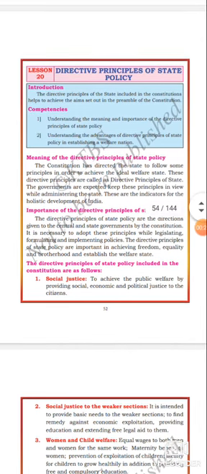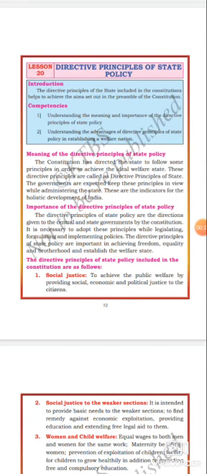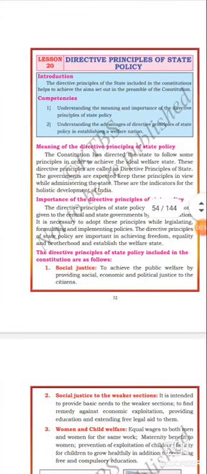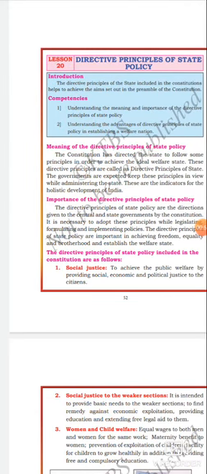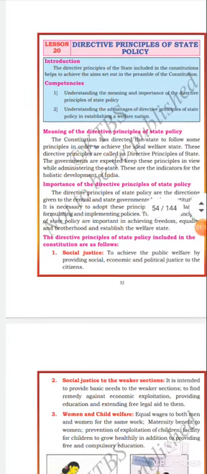The Constitution has directed the state to follow some principles in order to achieve the ideal welfare state. These directive principles are called directive principles of state policy. The governments are expected to keep these principles in view while administering the state. These are the indicators for the holistic development of India.